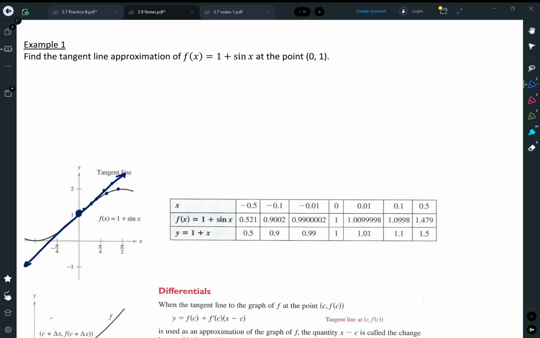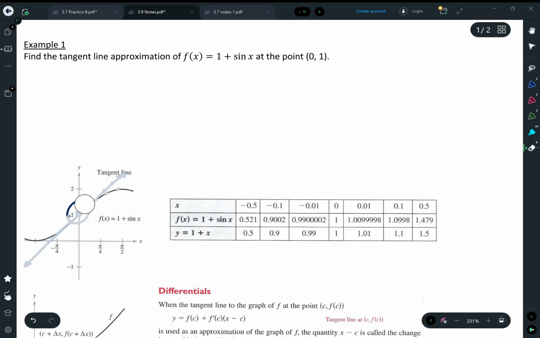So we're talking about using that tangent line because it's maybe easier to use to approximate our graph really close around that point that we've drawn the tangent line at. So that's kind of the goal of what we're doing today.